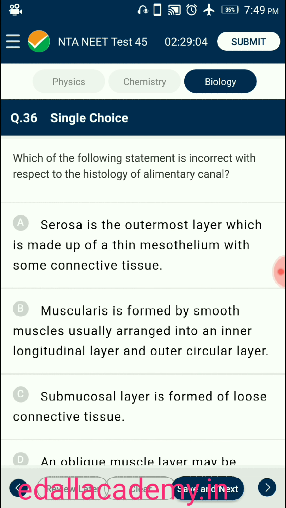Question number 36. Which of the following statements is incorrect with respect to histology of the alimentary canal? In the histology of the alimentary canal, the muscularis is much thicker in the colon because the feces are large and heavy and require more force to push along. The outer longitudinal layer of the colon thins out into 3 discontinuous longitudinal bands known as taeniae coli, that is, bands of the colon. Muscularis is formed by smooth muscles usually arranged into an inner circular layer and an outer longitudinal layer. From the given 4 statements, the incorrect one is option B.